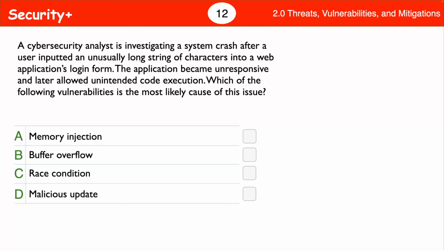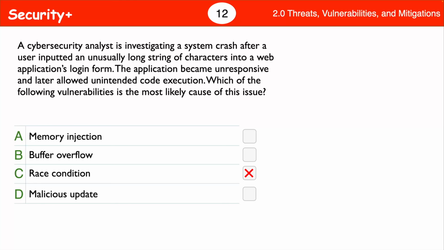All right, let's take a look at the key phrases here. The first is user inputted an unusually long string of characters. And the second is allowed unintended code execution. So let's go ahead and do the process of elimination here. And we can start by eliminating C, race condition. A race condition occurs when multiple processes try to access shared resources at the same time, leading to unpredictable behavior.